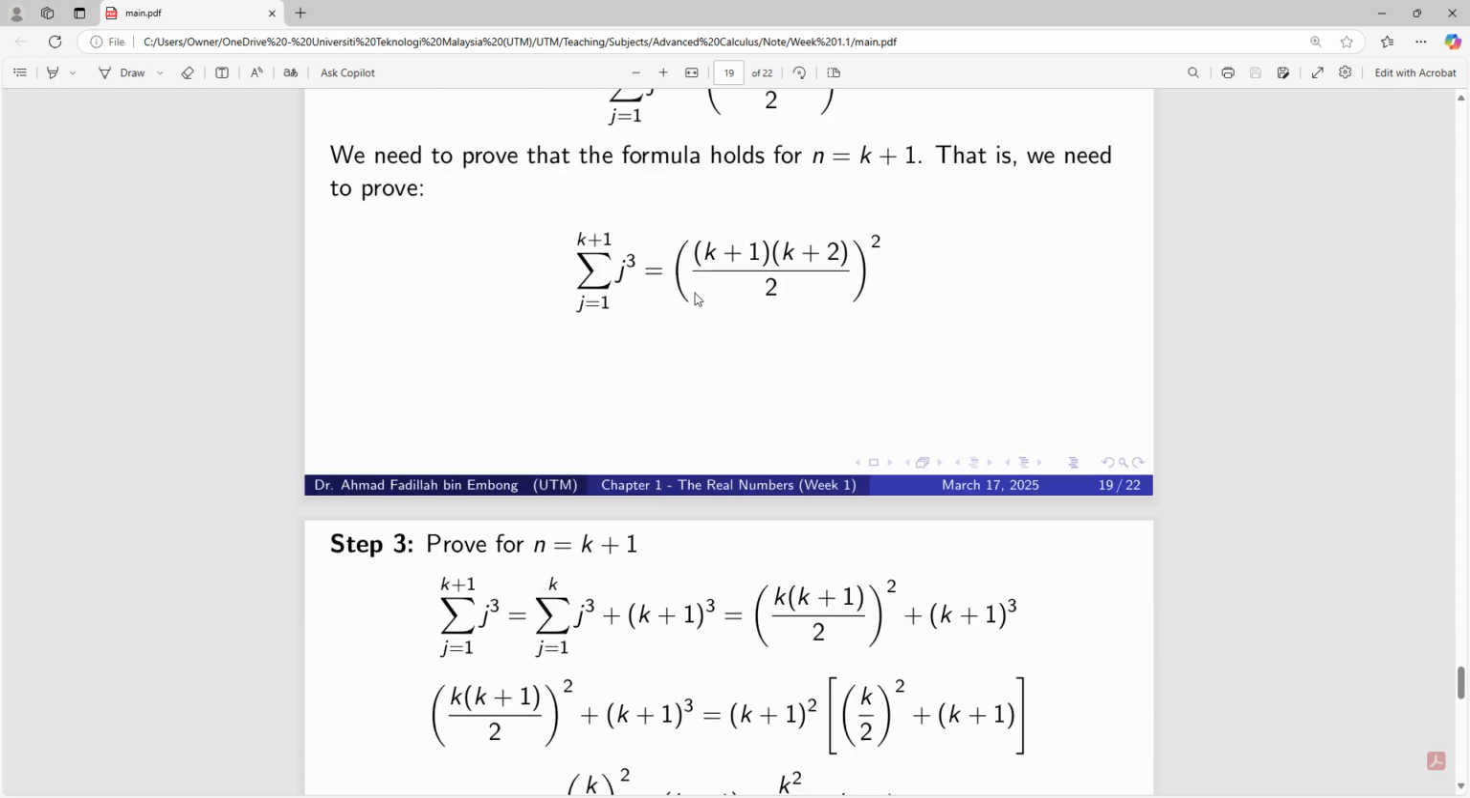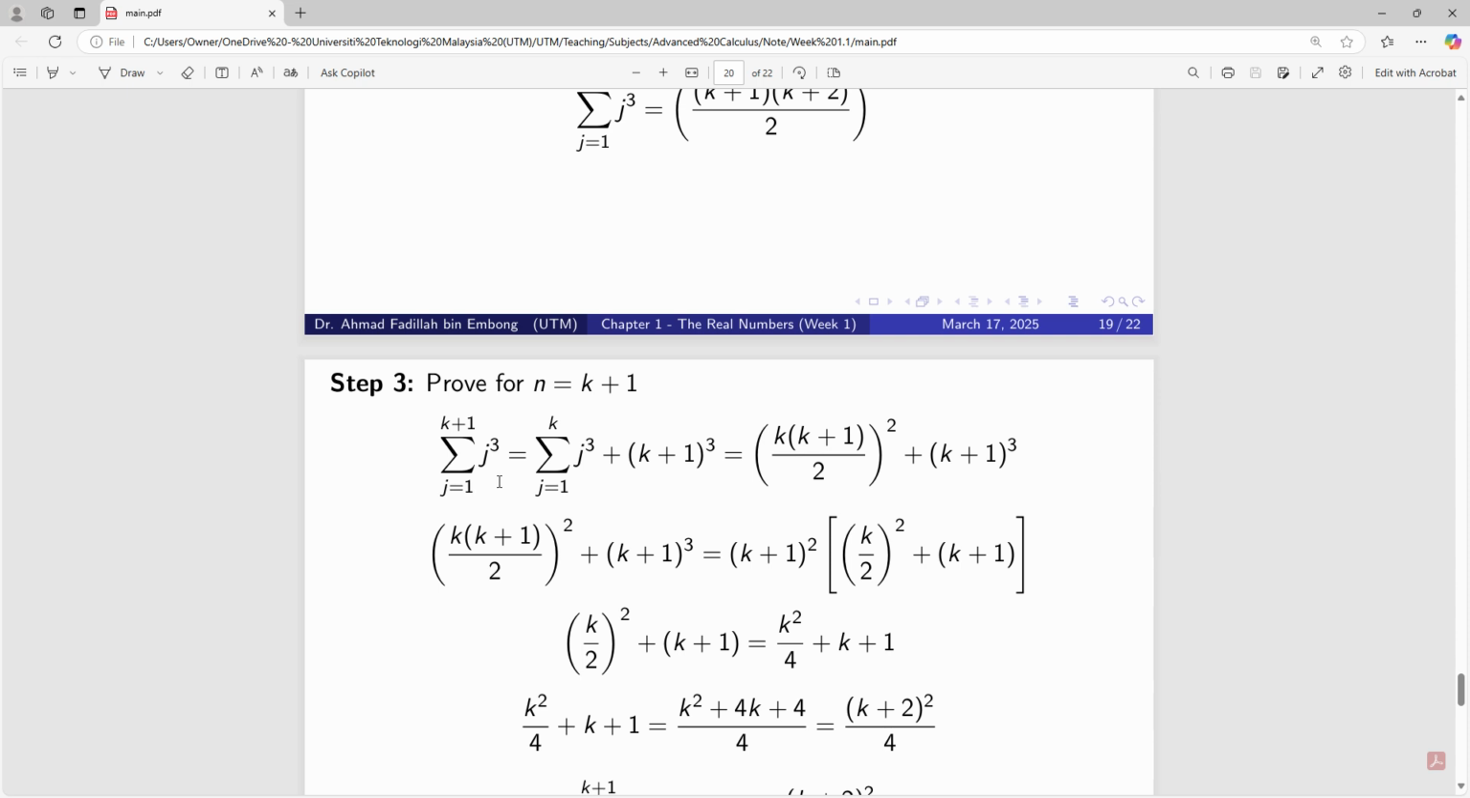Okay, this is what we are going to prove, and the first equation here is already true from our assumption. So here what I'm going to do, I'm going to prove for case n equal to k plus 1. So for k plus 1, I'm going to divide into two parts here. So first one is the summation of j from 1 up until k, and then a particular case where j equal to k plus 1 here. So these two right hand sides are just written in a different way.